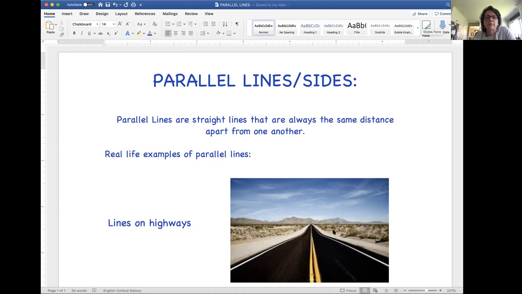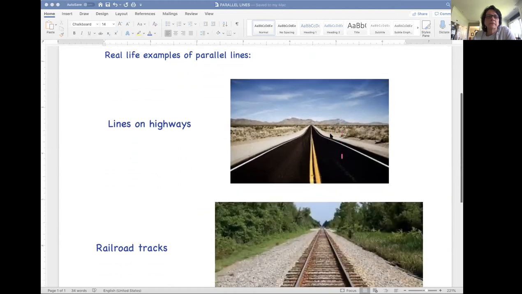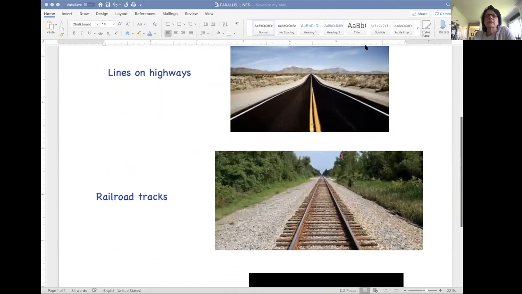Another good example of parallel lines is, let's see here. There you go. Railroad tracks are another good example of parallel lines. And if those tracks weren't parallel, well, the train driving down the tracks would jump the tracks because the wheels wouldn't stay on them. So those railroad tracks are always going to stay the same distance apart. They're straight, and they will always stay the same distance apart.